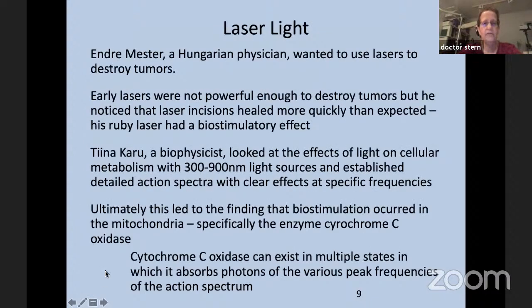So basically in all this, all I want to say here, and it's just here for you to have the information, is there are a couple of people that we should know about. Andre Mester was someone who was involved with initially using lasers to destroy tumors, but what happened was they weren't powerful enough to destroy the tumors, but he noticed that incisions healed more quickly, and his was a ruby laser.